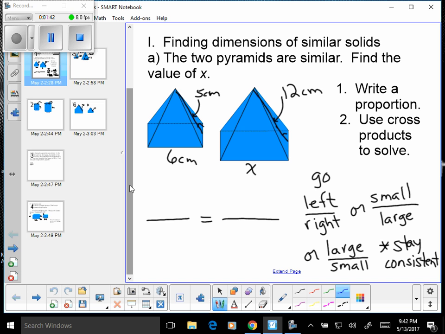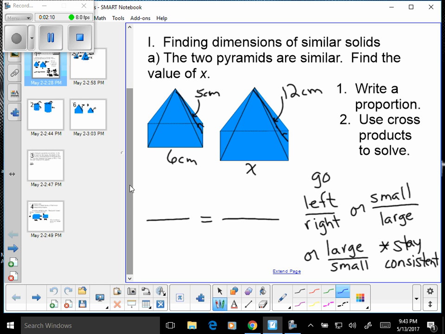And I stay consistent by taking the left one over the right one, or the top one over a bottom one if they show it to me as a top and a bottom picture. Sometimes they will give you an A. They'll have like a capital A on the first one and a capital B on the second one. Then I will go A to B. In this particular instance, I am going to go with left over right.